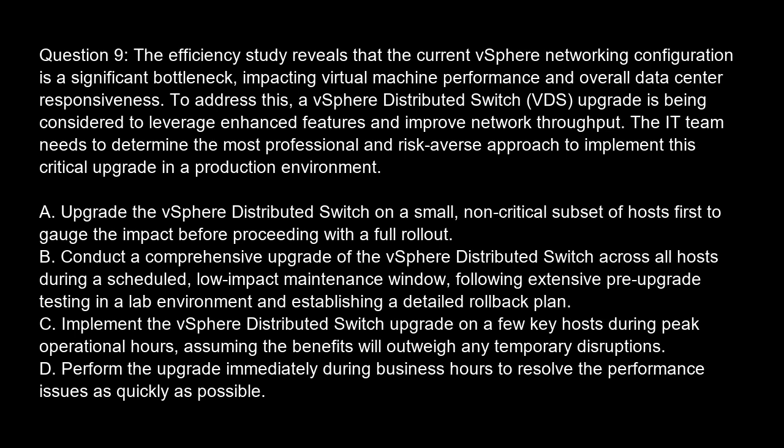Option A. Upgrade the vSphere distributed switch on a small, non-critical subset of hosts first to gauge the impact before proceeding with a full rollout. Option B. Conduct a comprehensive upgrade of the vSphere distributed switch across all hosts during a scheduled, low-impact maintenance window, following extensive pre-upgrade testing in a lab environment and establishing a detailed rollback plan. Option C. Implement the vSphere distributed switch upgrade on a few key hosts during peak operational hours, assuming the benefits will outweigh any temporary disruptions. Option D. Perform the upgrade immediately during business hours to resolve the performance issues as quickly as possible.